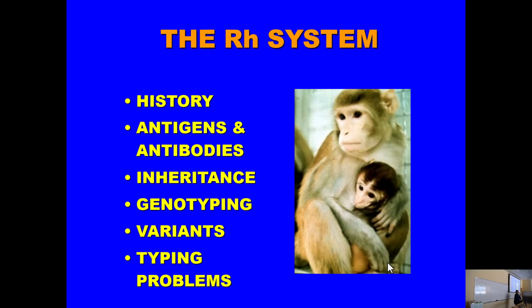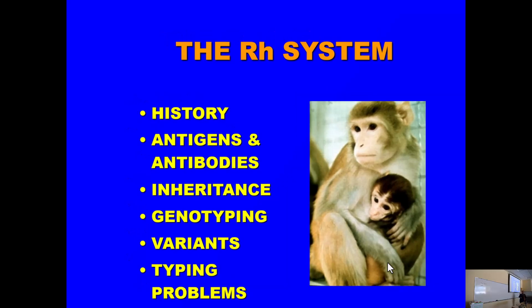Okay, Rh system. We're going to talk about the history, antigens and antibodies, inheritance, genotyping variants, and typing problems. So there's a lot to do with the Rh. Everybody knows about the ABO, everybody knows about the Rh pos and neg, but actually there's a lot more to it than just the pos and neg.